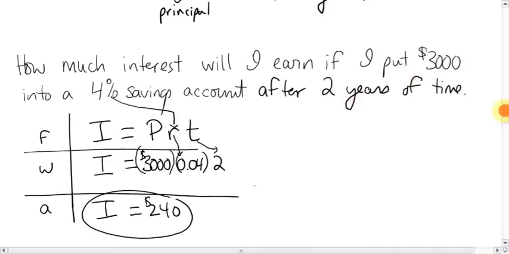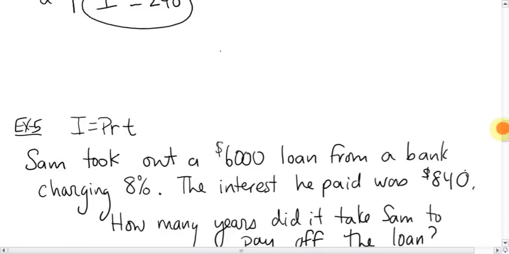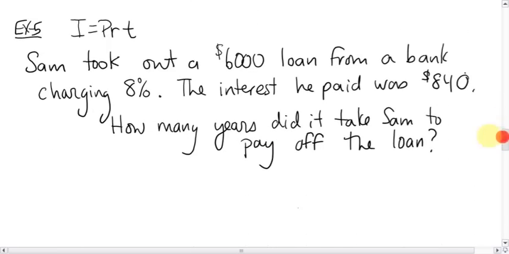Okay. That's a straightforward one. I think you can guess what I'm going to do next. Alright, let's take a look here. Same formula. Let's say Sam takes out a $6,000 loan. He's borrowing $6,000 from the bank, and the bank charges him 8%.